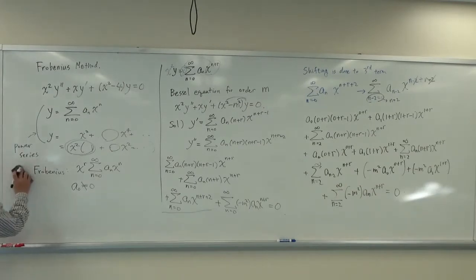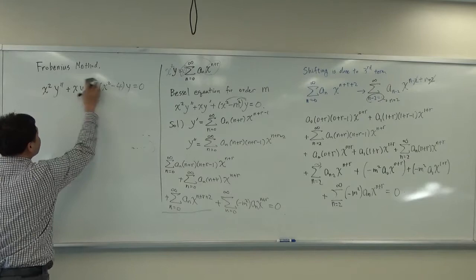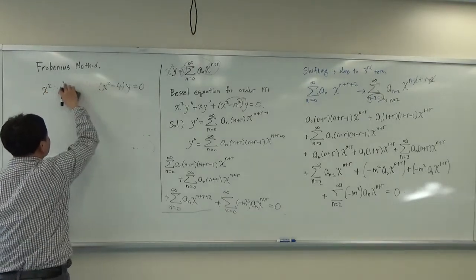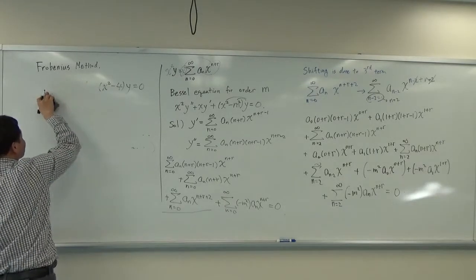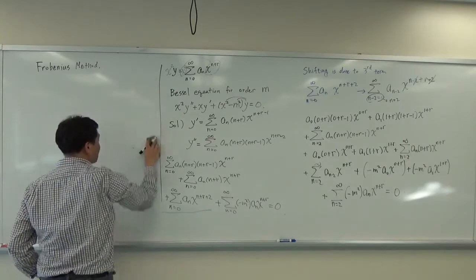Okay, so now all the sigmas have the same starting number, and they all have the same x to the n plus r, so we can happily gather them in a single sigma.